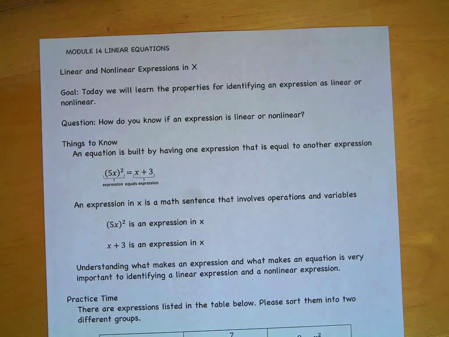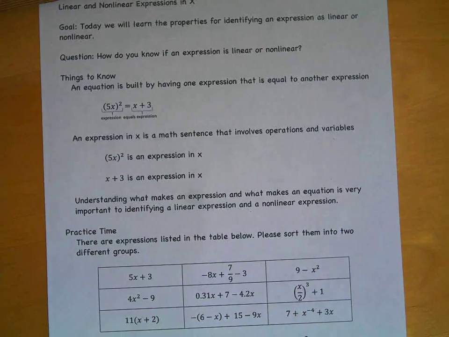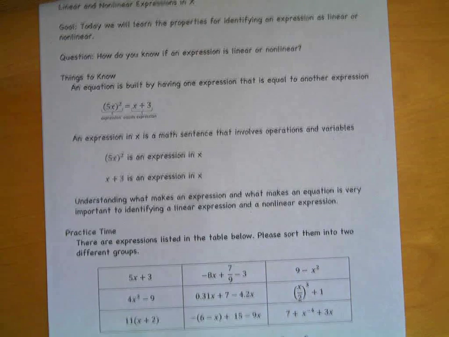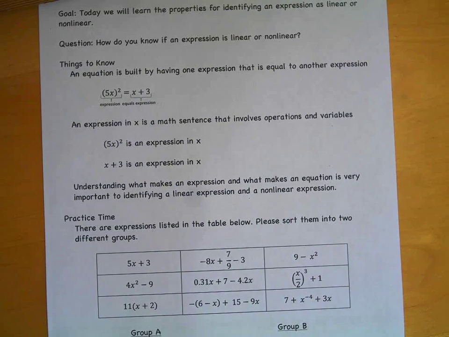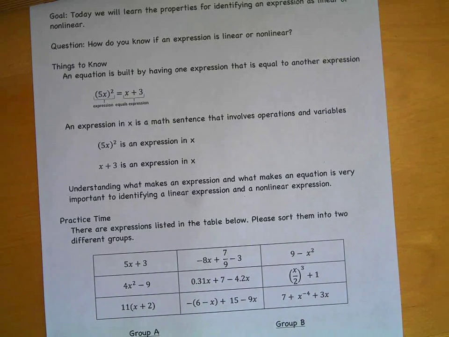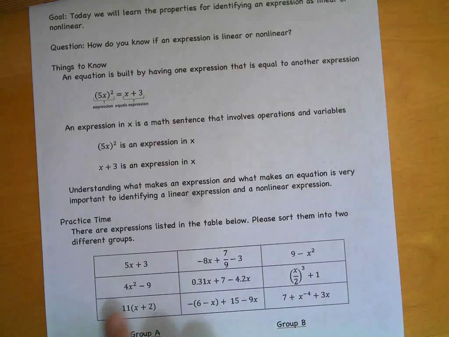Okay, so what I would like you to do now is take a look at a practice that says practice time. There are expressions listed in the table below. I would like you to sort them into two different groups. The two different groups are your choice. We're calling one of them group A, and we're calling the other one group B. However, when you identify what those two groups are, you have to be consistent. So you have to figure out what would be a good group A and what would be a good group B.